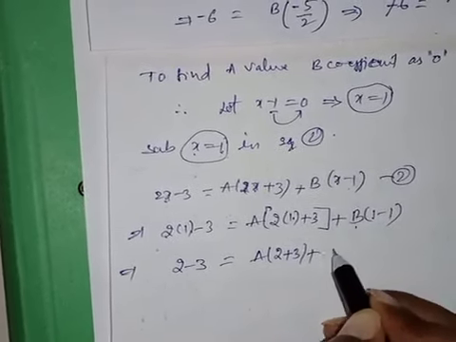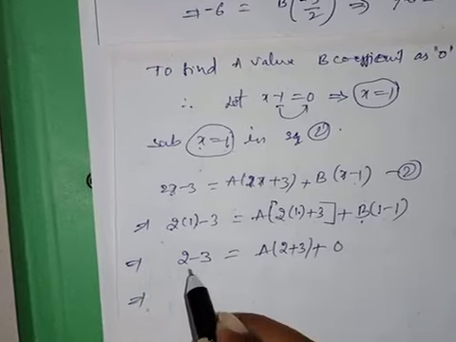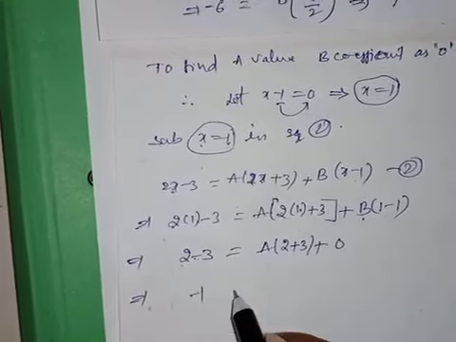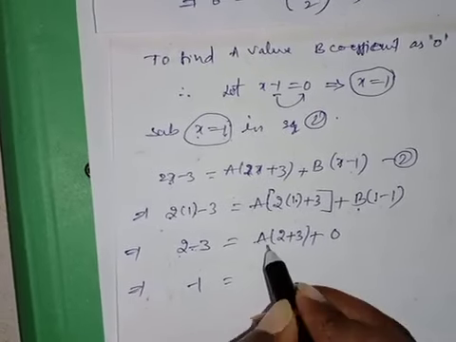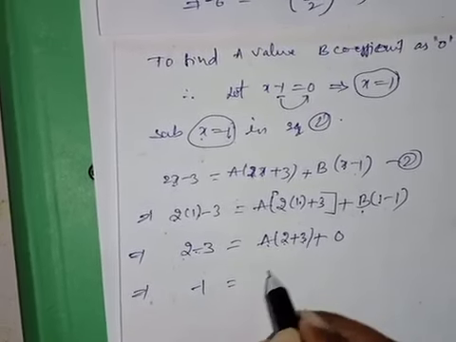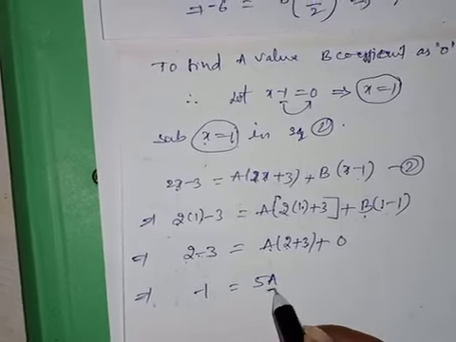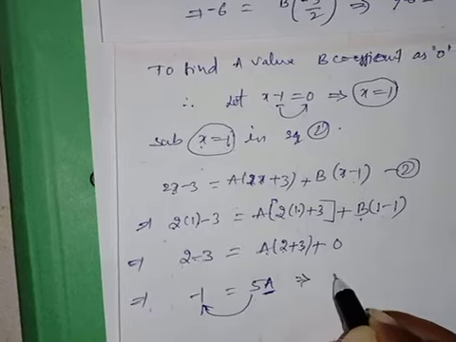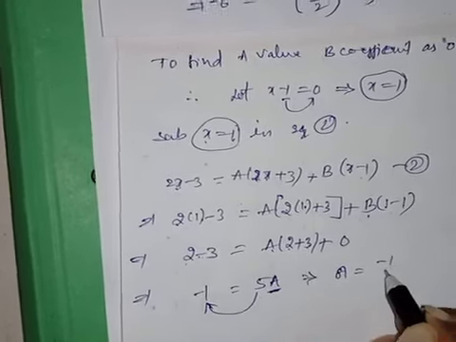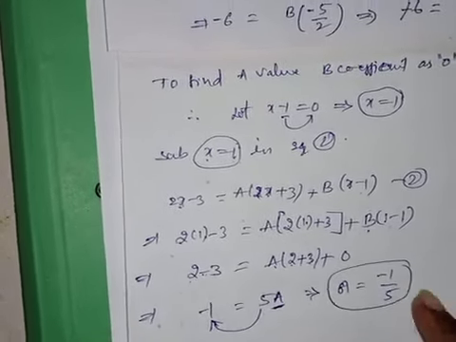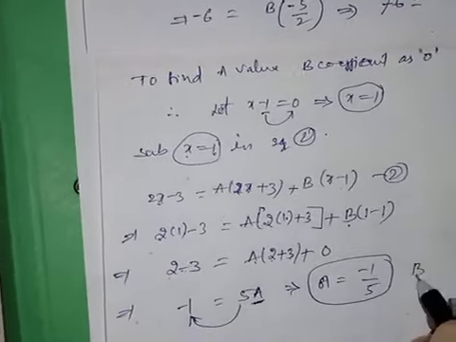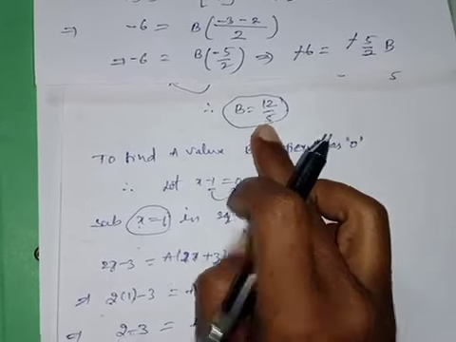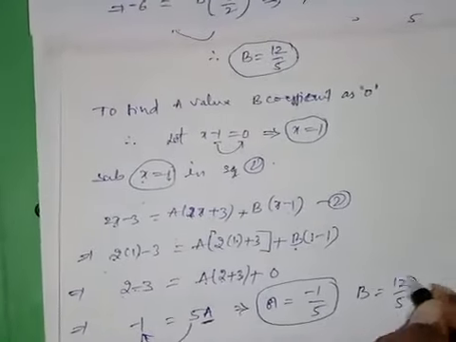It is 0, and 0 into anything is 0. That is equal to 2 minus 3, here 3 has a negative value, so this is minus 1, is equal to a into 2 plus 3, which is 5a. We need to find only the a value, so transfer: a is equal to minus 1 by 5. This is the a value, and the b value is 12 by 5.